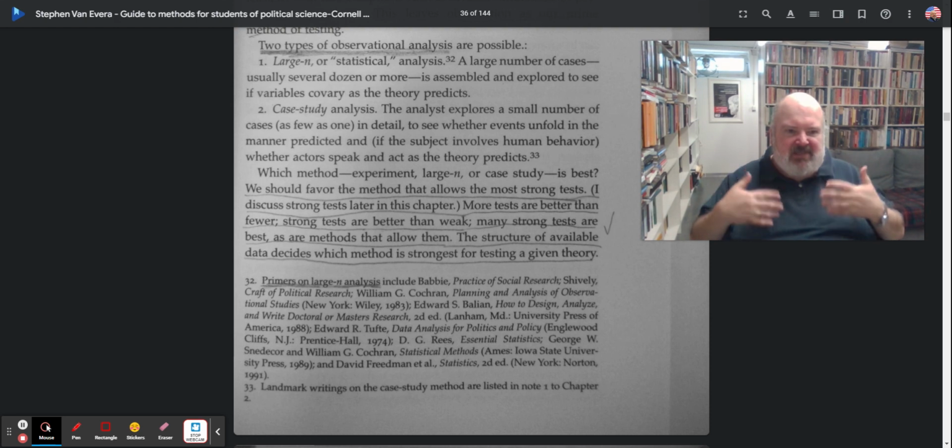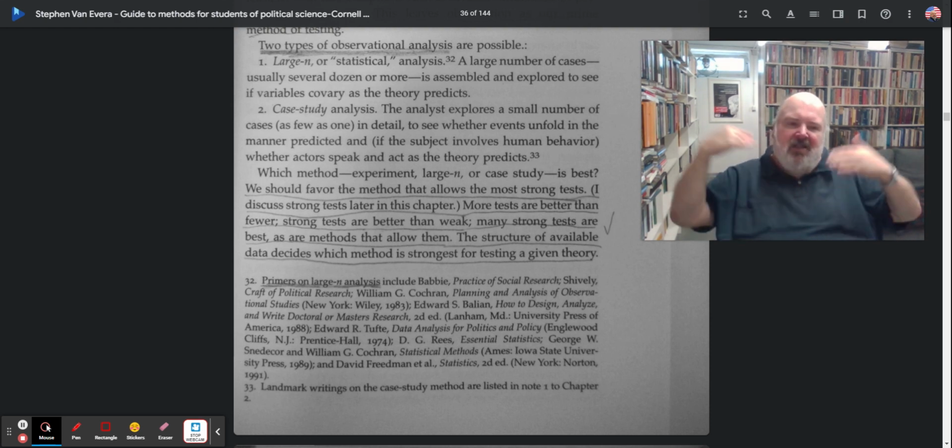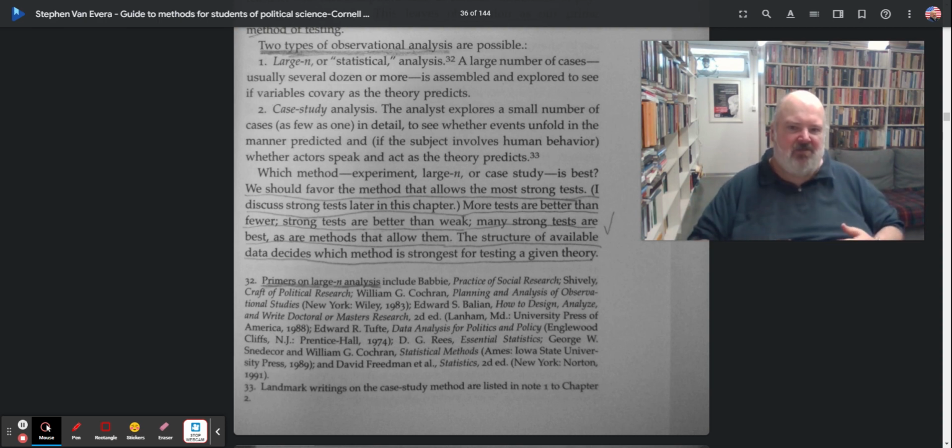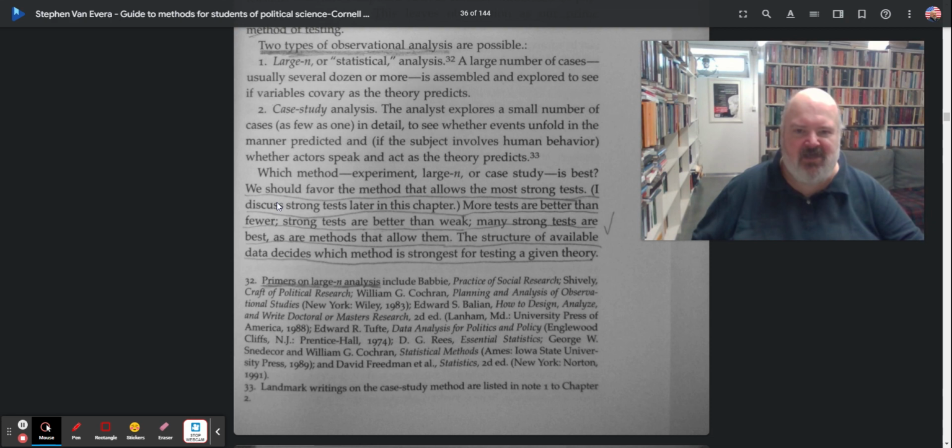But statistics is not the only thing about large N. Large N means a large number of cases. You're doing a lot of cases. This is statistical analysis: a large number of cases, usually several dozen or more, maybe even thousands. In the medical sciences, it's millions.